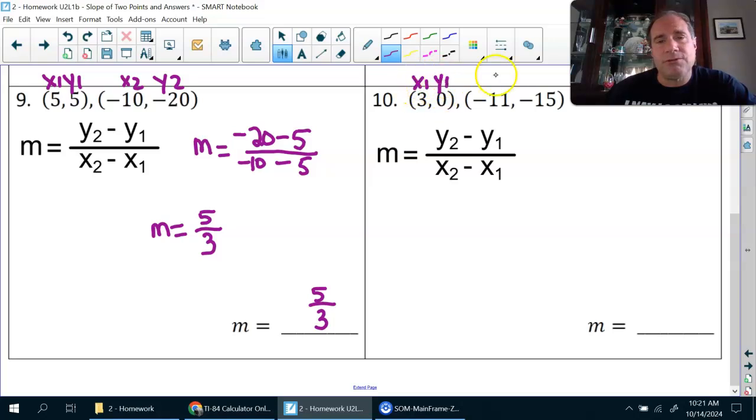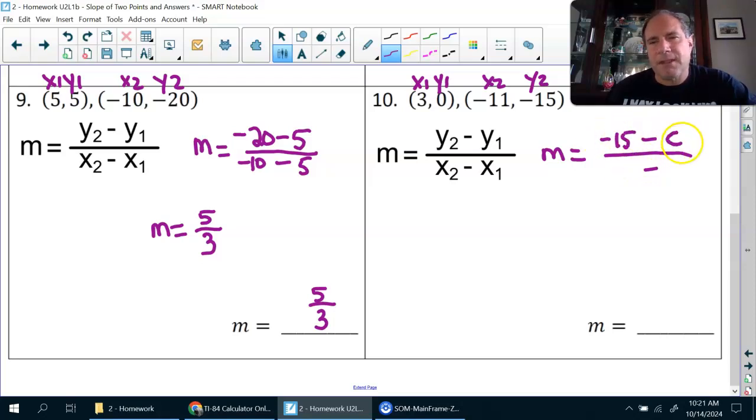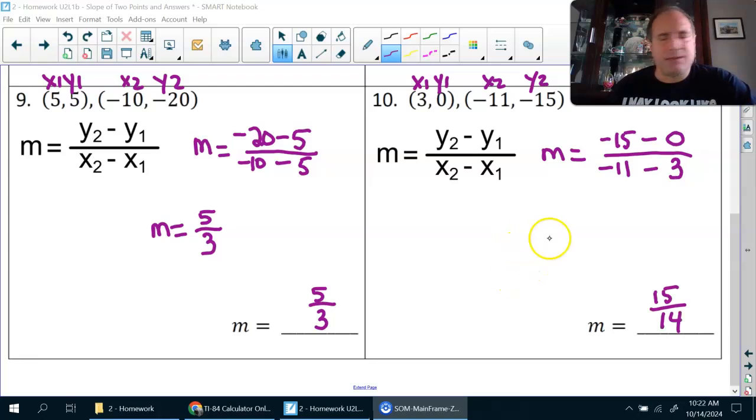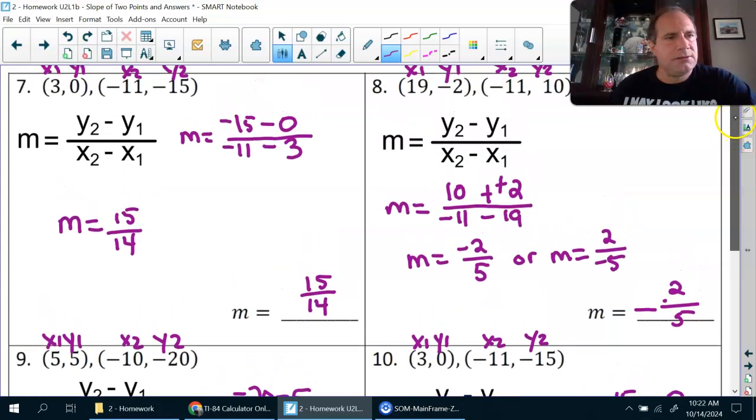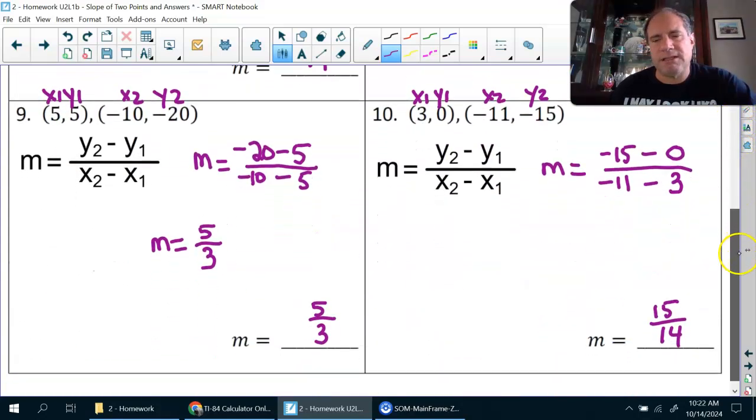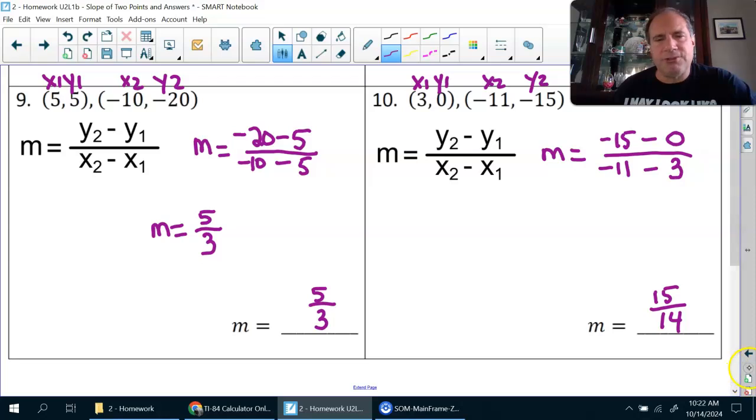So please use that calculator every step of the way. Don't take it for granted that you know what it's going to come out to be. Calculator is there for you. So y2 is -15, and this is 0, and then x2 is -11, and this is 3. And again, we'll put that directly into the calculator and see what we get. And number 10 was the same as number 7. All right, so 15/14 is your answer. Just remember, use that calculator.